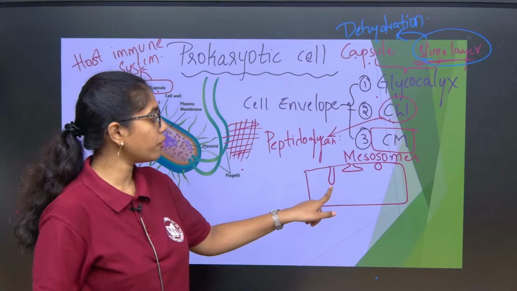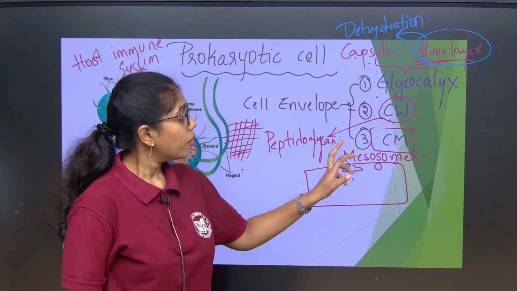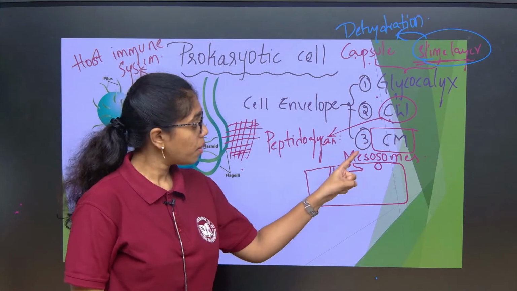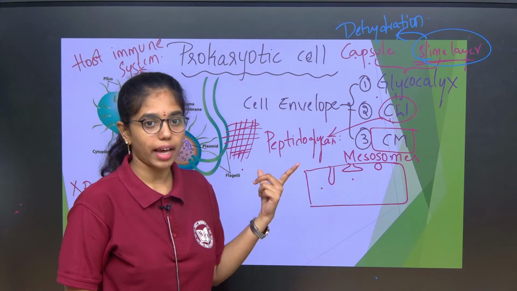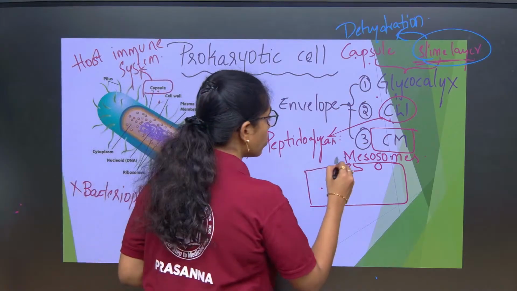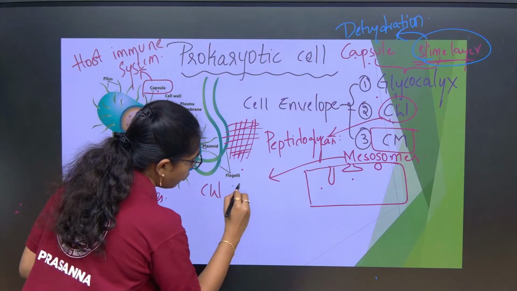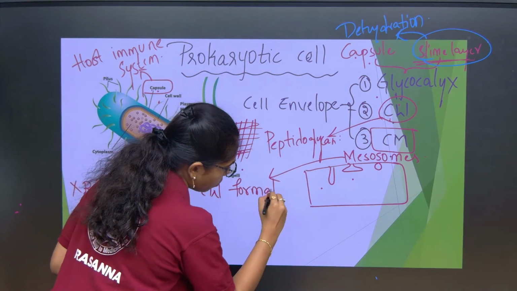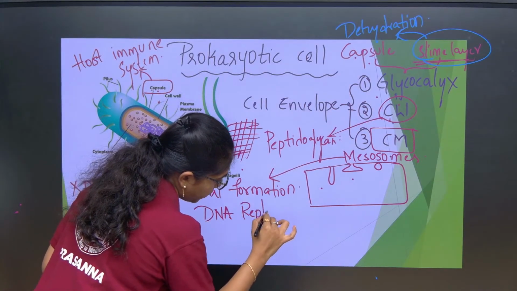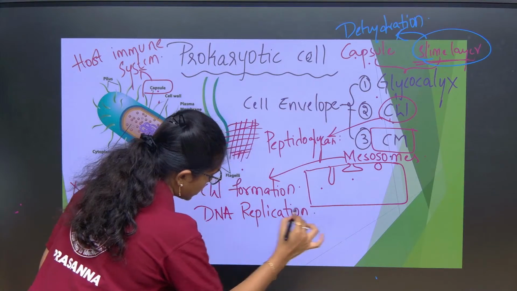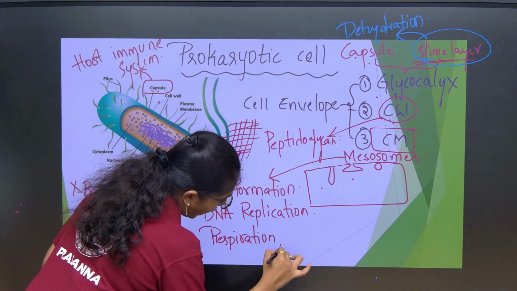This can be in the form of what? Tubular, lamellar, or in the form of vesicles. The most prominent statement is that mesosomes of prokaryotes are equivalent to mitochondria of eukaryotes. Why? First we have to know the functions of mesosomes. Mesosomes are helpful in cell wall formation, DNA replication in bacteria, respiration and secretion.